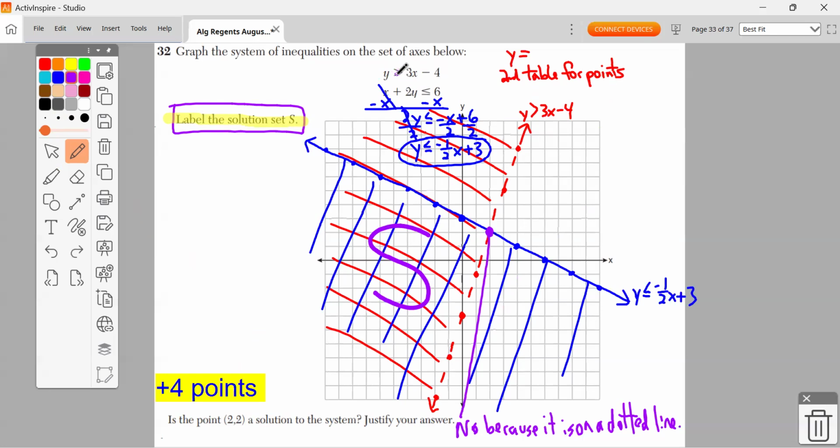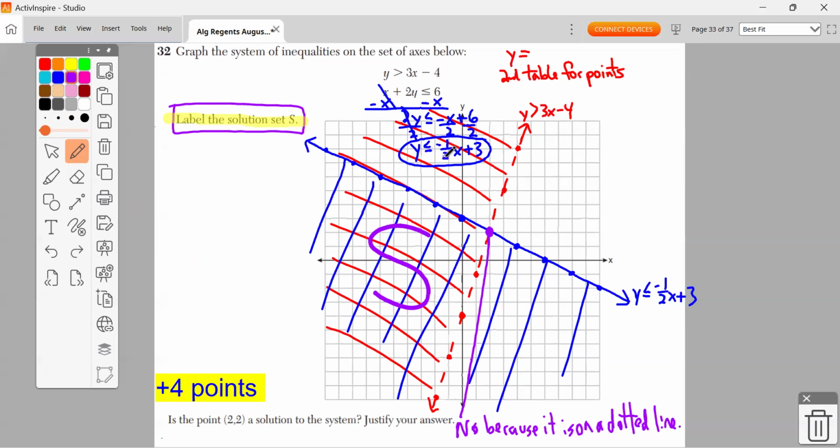Because it is greater than, you use a dotted line to connect the dots. Make sure you have arrows on both ends, and make sure that you label your line. If you do not label, if you do not have arrows, you do not get full credit.